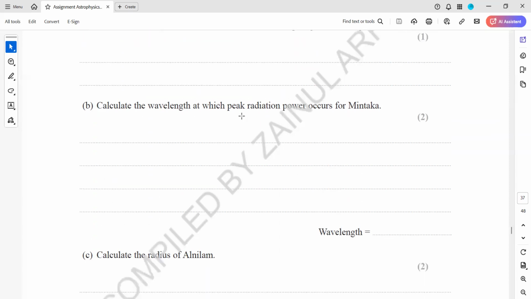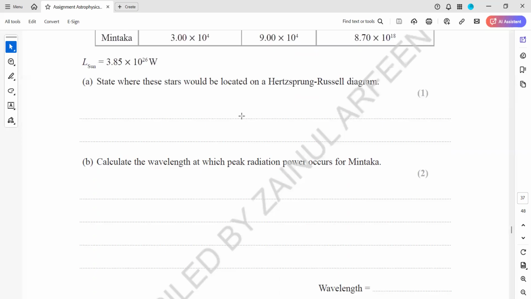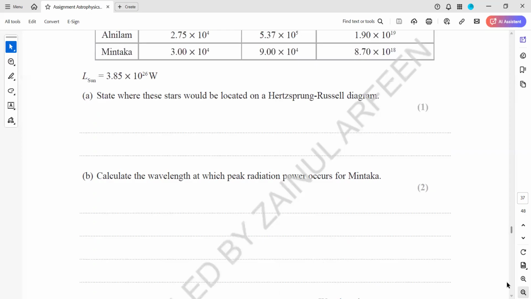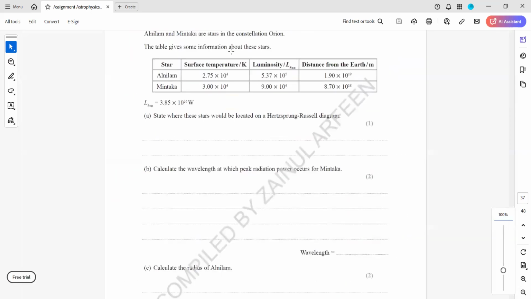Next is calculate the wavelength at which the peak radiation power occurs. So for peak wavelength, we use Wien's displacement law. According to Wien's displacement law, lambda max, the maximum wavelength which the star emits, and the temperature, the product is 2.89 times 10 to the power minus 3. That's Wien's displacement law. So if I need lambda max, I simply divide by temperature.